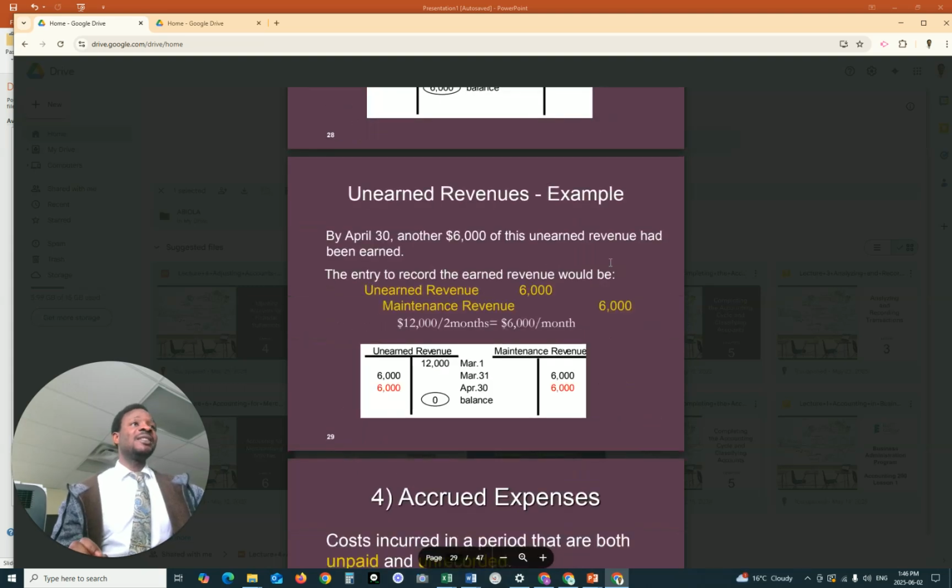By April, another 6,000 had been earned. So that means 6,000 maintenance revenue account will be credited. Unearned revenue account, which was a liability, would now be debited. That means your liability is reducing, but your income is increasing.